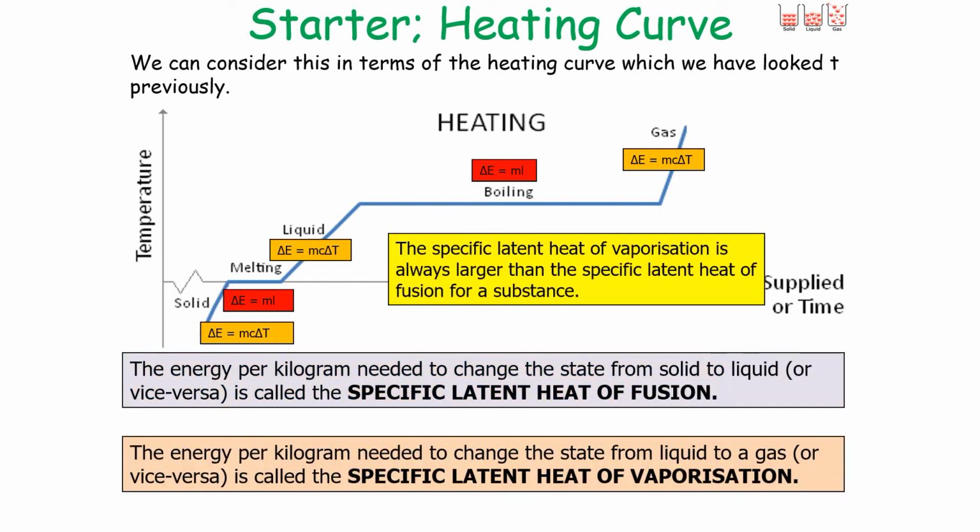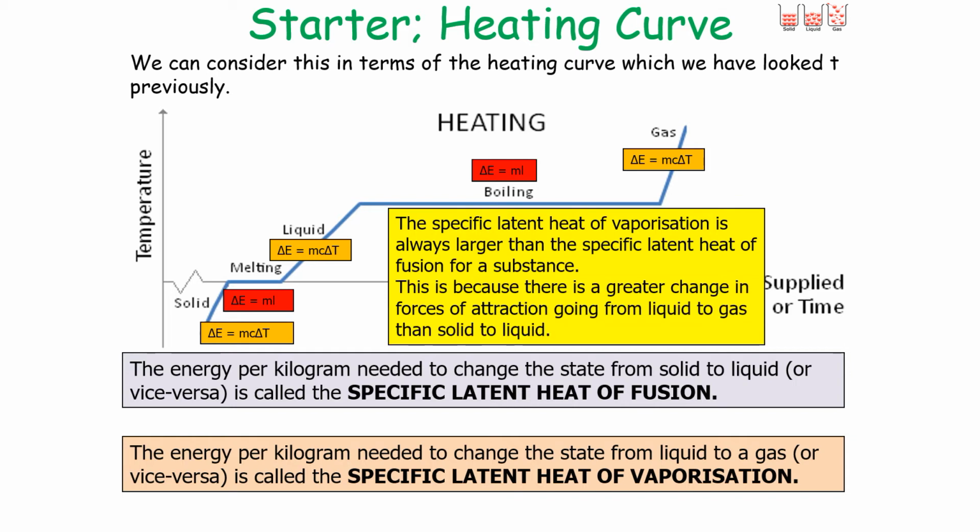Now it's important to note that the specific latent heat of vaporization is always larger than the specific latent heat of fusion for a substance. This is because there's a greater change in the forces of attraction going from a liquid to a gas and vice versa than going from a solid to a liquid and vice versa. But let's now look at some of these equations in action.